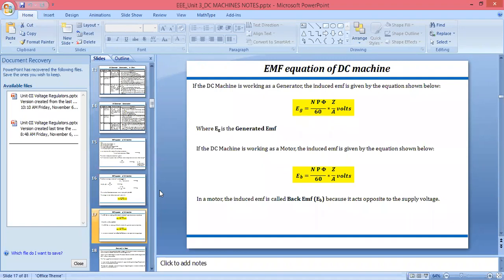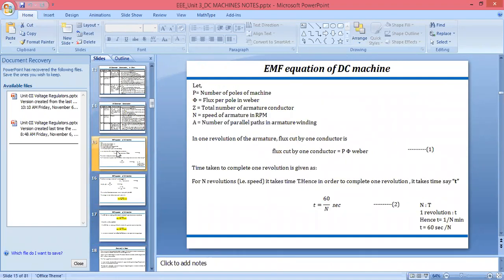Here N is the speed of the armature, but we measure it in minutes, and we require time in seconds, so we convert minutes into seconds. If there is 1 minute, we can take it as 60 seconds, and time we can calculate as 60 upon N. और flux क्या है? Flux is nothing but the number of poles into the flux per pole.